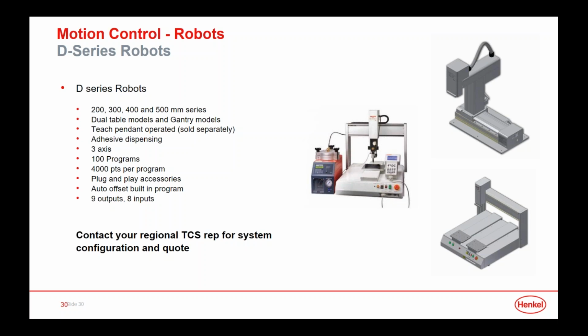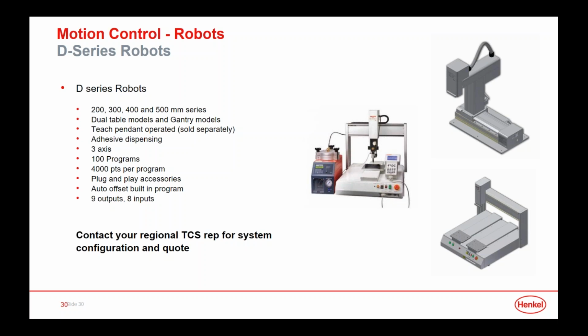So our D-Series robots, this is our core product line, and again, they integrate with all of our equipment that we offer in the product line. Dispensers, light curing equipment, valves, reservoirs, syringe dispensers. And they can store up to 100 programs within the robot itself. So a very cost-effective solution for automating a process.